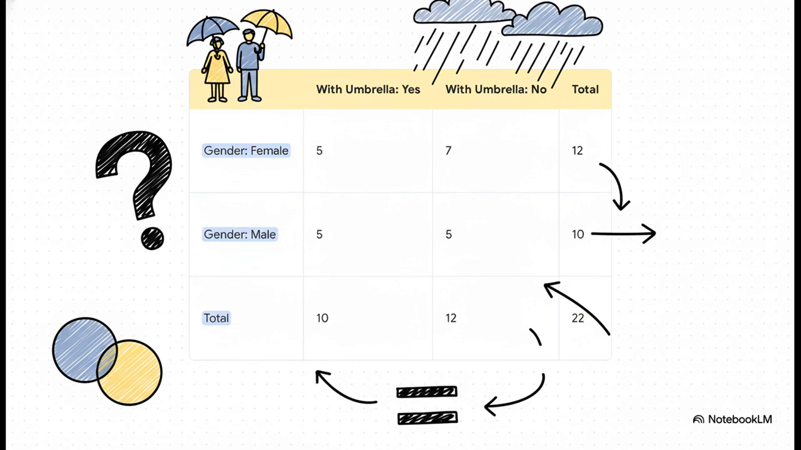Now, check this out. We can add up the rows and the columns to get totals. And just like that, we get the whole picture. We can see instantly there were 12 females, 10 males, 22 students in total. See? The story is coming together right before our eyes.